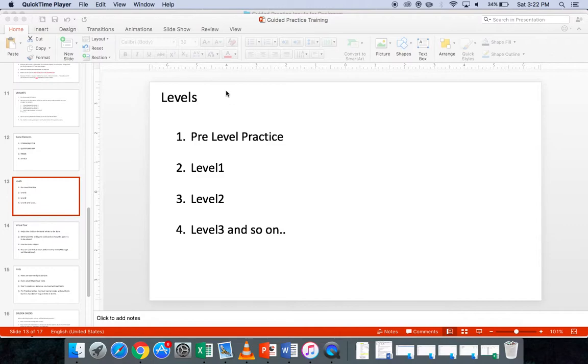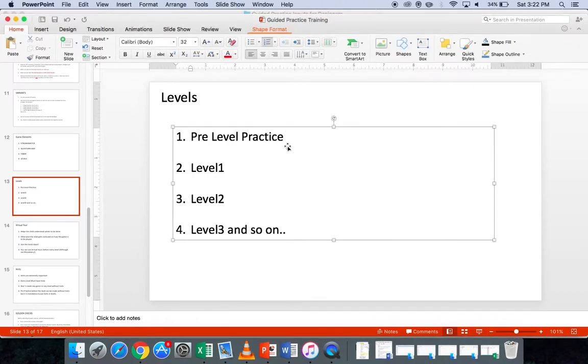One is that there is a pre-level practice that you already know. What is a pre-level practice? I have also showed you some examples of pre-level practice. How is it different from a level? In a pre-level practice, basically there are no questions as such. The child just interacts and learns. It's very simple to understand.